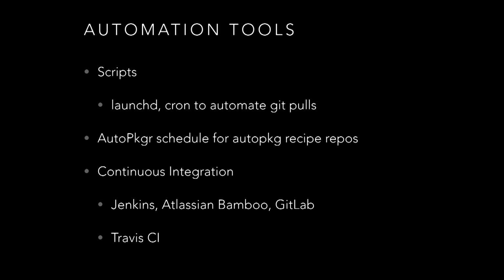Atlassian has a product called Bamboo, and GitLab has a sort of minimalistic continuous integration feature built in. And Travis CI, if you use GitHub heavily for a lot of your internal projects, is a hosted solution that ties into GitHub very well.